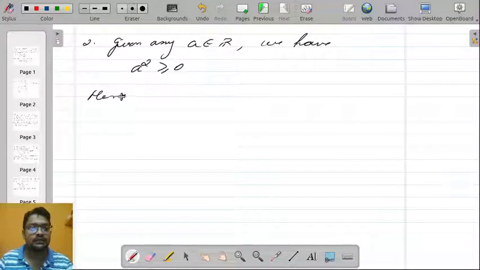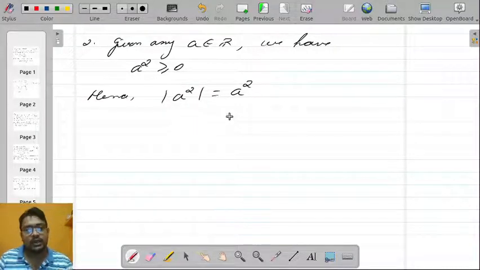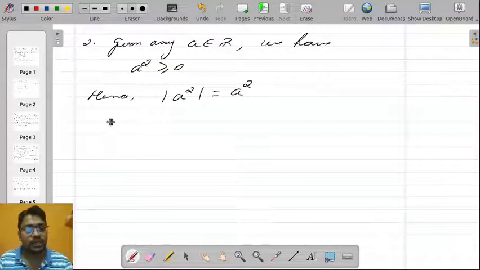Hence, mod of A square is equal to what? Equal to A square only, right? Mod of A square is the same as A square. Now I have to show that this A square can be written as mod A whole square. So there are two cases.